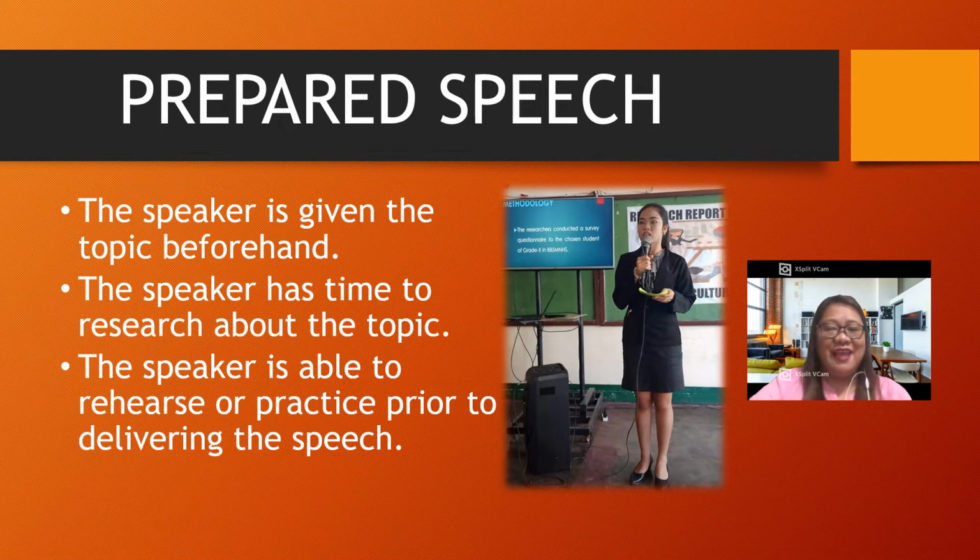Now that we are done on discussing the different elements of public speaking, let us now discuss the difference between prepared speech and impromptu speech. On the prepared speech, the speaker is given the topic beforehand. Since it was given beforehand, the speaker has time to research about the topic. And another thing, the speaker is able to rehearse or practice prior to delivering the speech.